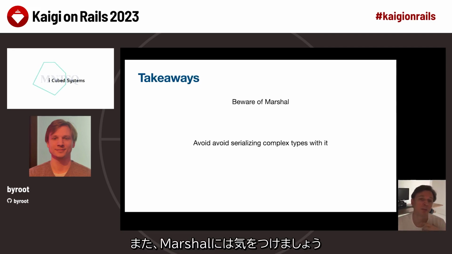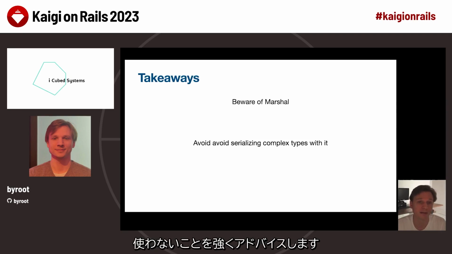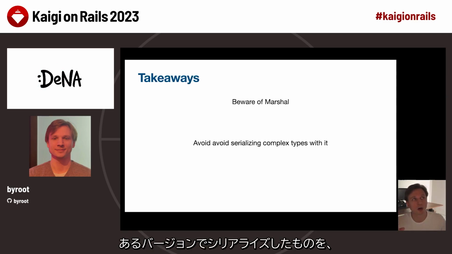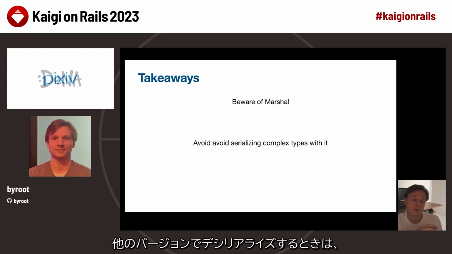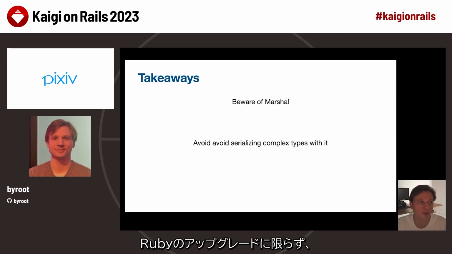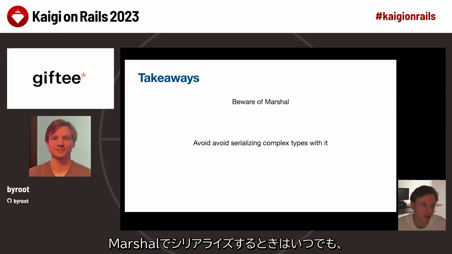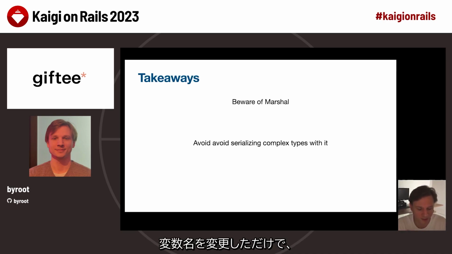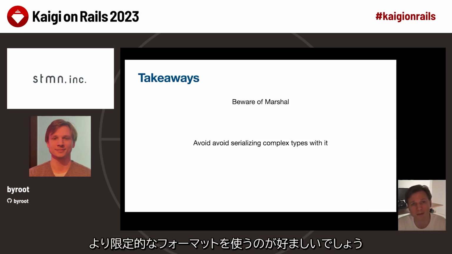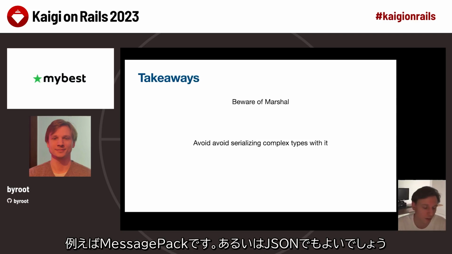Another thing is, be careful of Marshal. I really advise against using it. There's a valid use case for it, but be careful if you have a case where Marshal is going to serialize in one version of the application and deserialize in another. It can really lead to major issues. And not just with Ruby upgrades. Whenever you serialize an object with Marshal, if you change the name of variables inside that class, you will have trouble loading old records. So it's preferable to use more limited serialization formats, such as MessagePack or JSON or something like that.